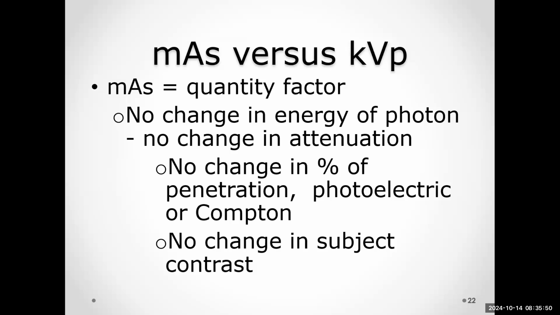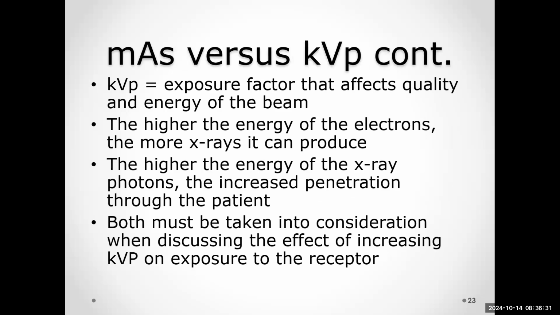When we say that, that means that there's no change in the percentage of penetration or photoelectric or Compton when we change mAs. It stays the same because mAs only affects quantity or number. It does not affect the quality of the beam. So changing the mAs doesn't change anything about the penetrating ability of the beam. It doesn't change anything about the subject contrast, distortion, recorded detail or spatial resolution. It doesn't change any of that. It only affects receptor exposure. So that's why we like to use mAs to control receptor exposure.